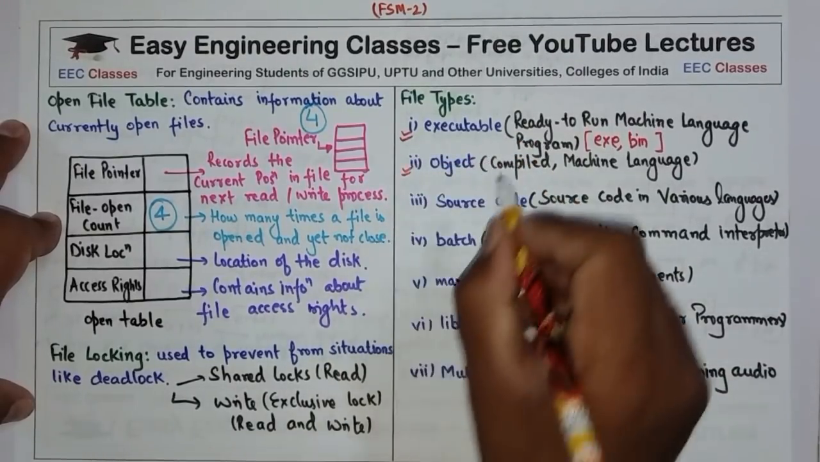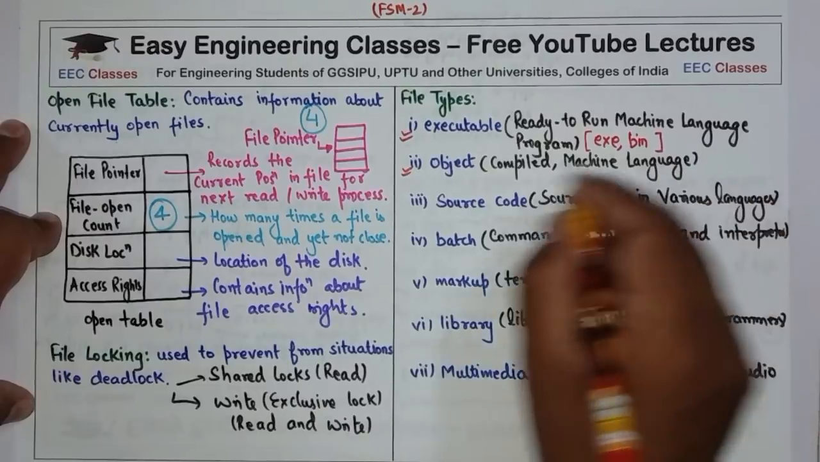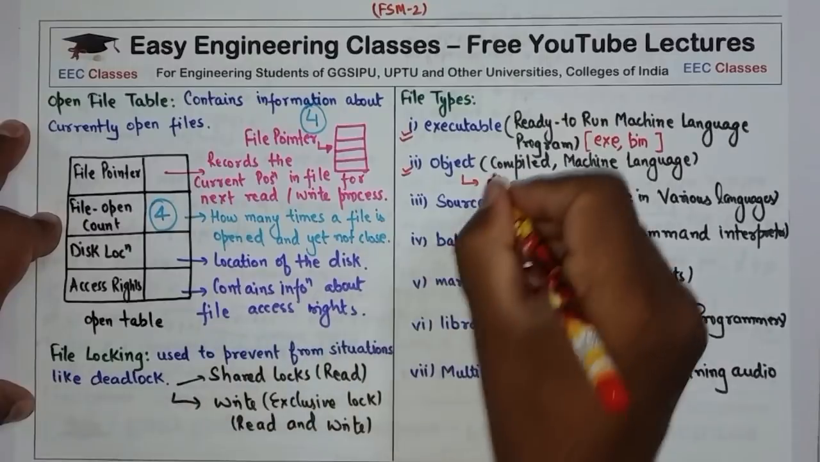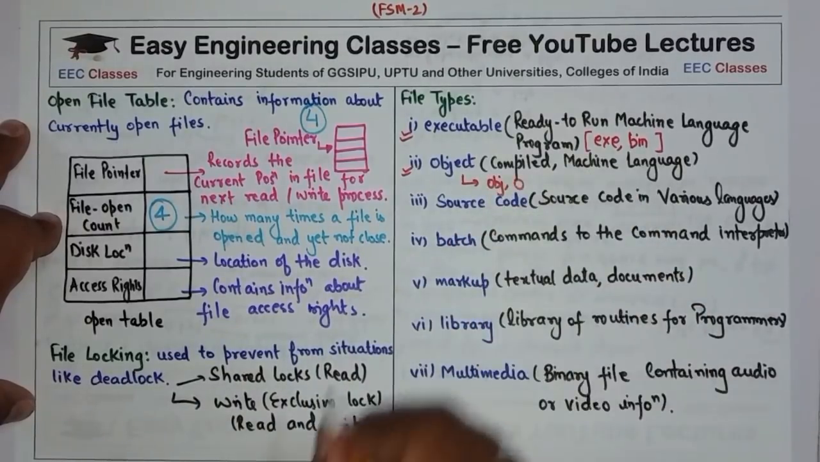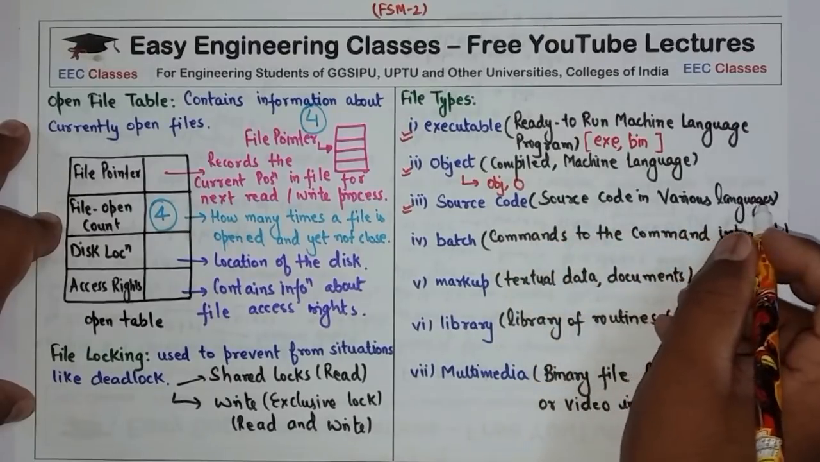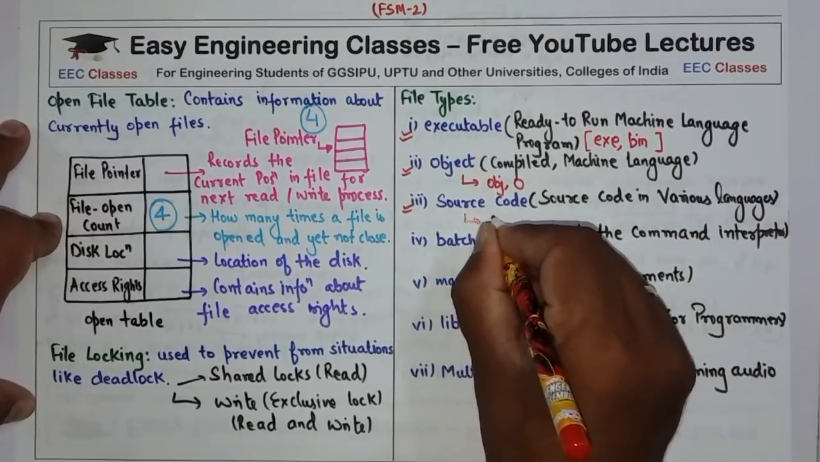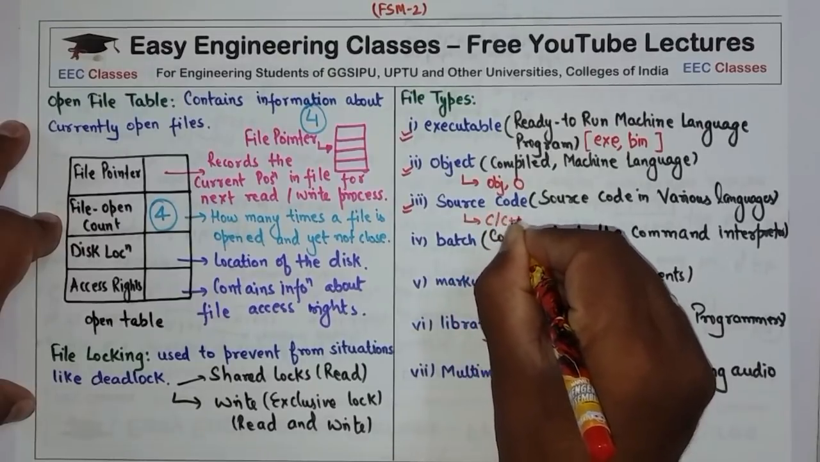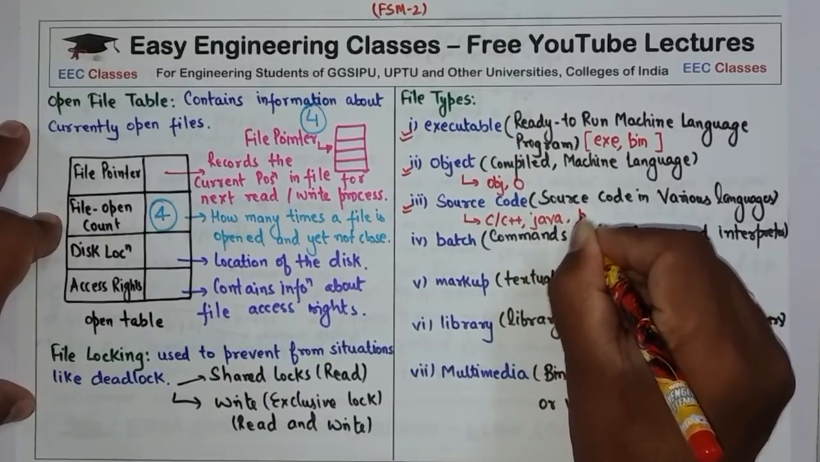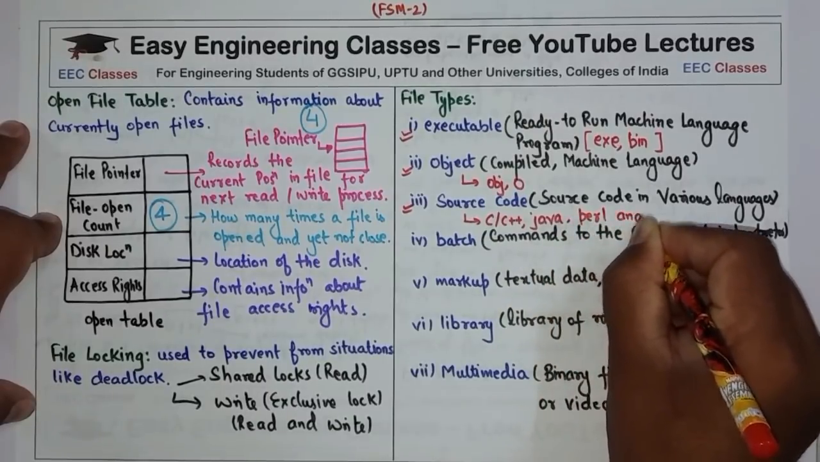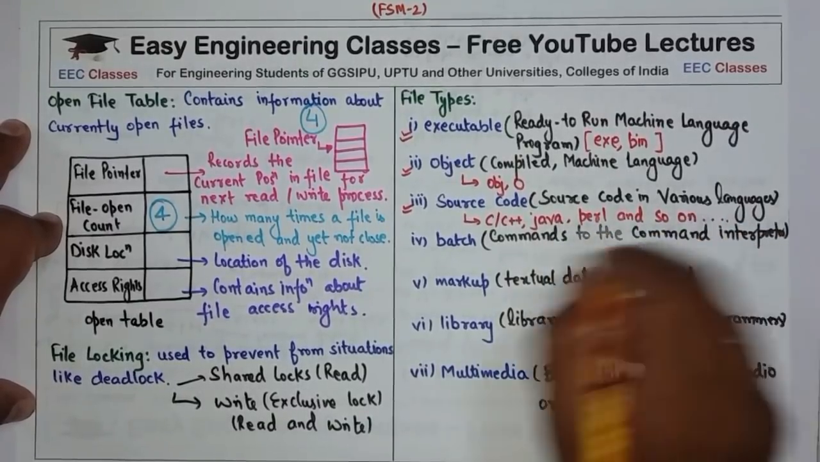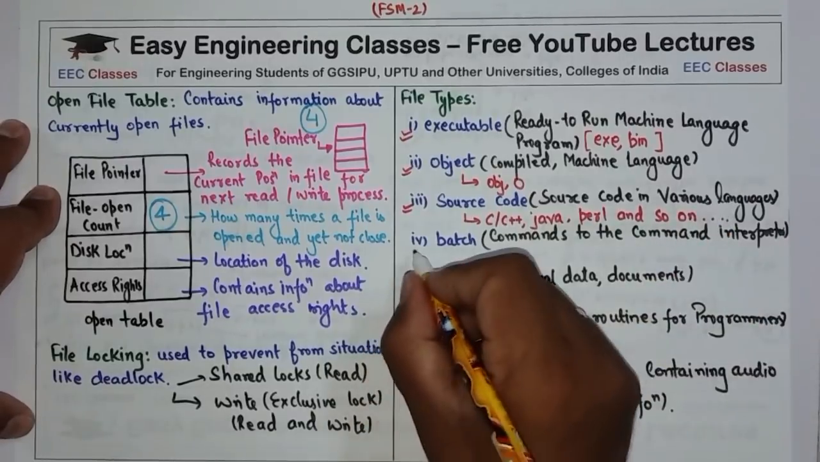Then we have object files. These are compiled machine language files, and the general extension is obj, short for object, or simply o. Then source code. These are source code files in various languages. For example, we have source code in C, C++, Java, Perl, and so on. Depending on the language in which you are programming, you can have different kinds of source code files.